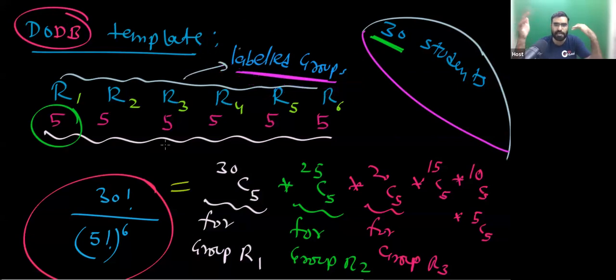But by default, these are not labeled groups. When we divide some elements into, for example, 2 groups, then the groups are not labeled. Is this point clear? You can use your common sense and think about it.